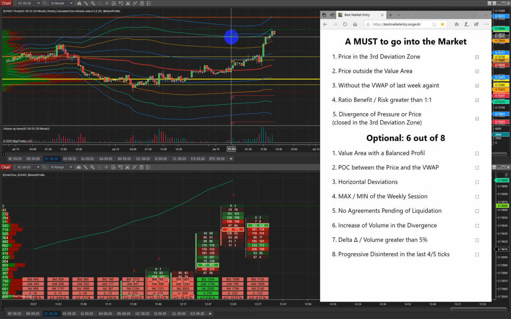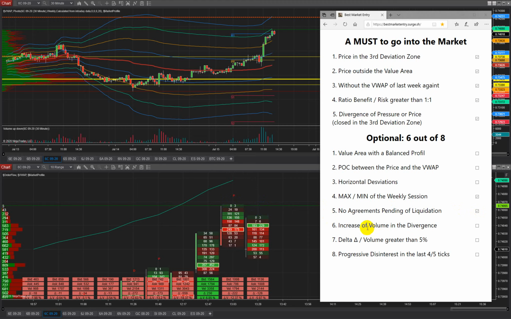Is it the max or mid-session of the week? Yes, that's why we have this dark green line here. So we know that it is in the max. We see now the range. Do we have agreements pending? No, we got a 0 there. So that's pretty cool. No agreements pending of liquidation.